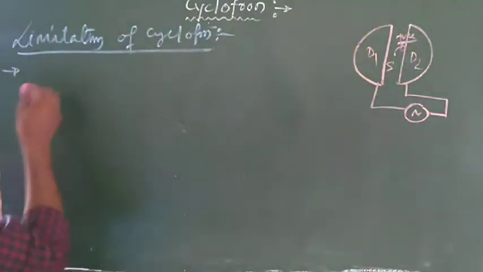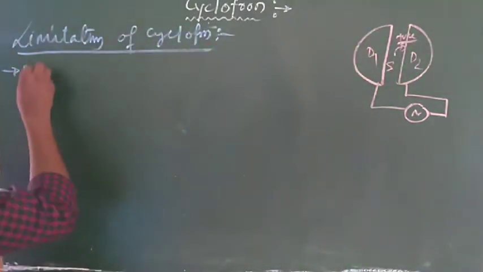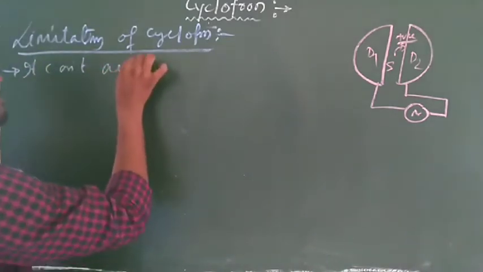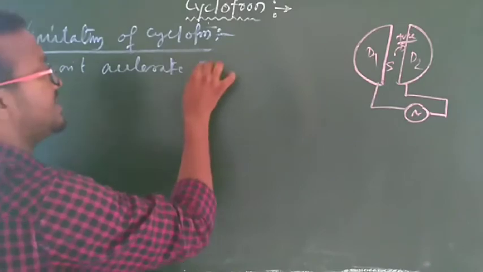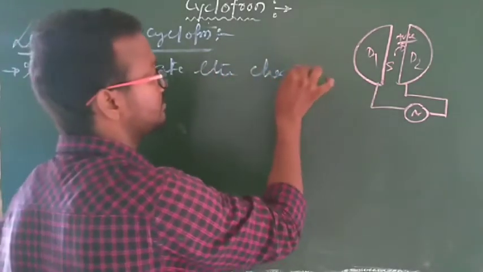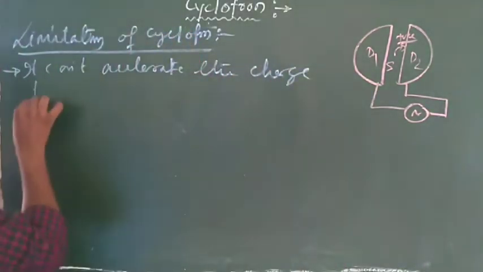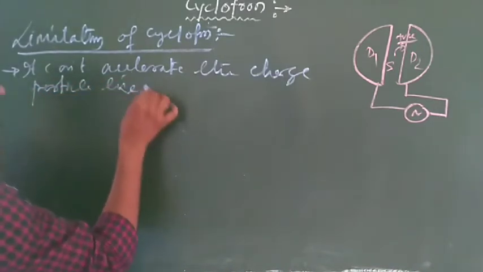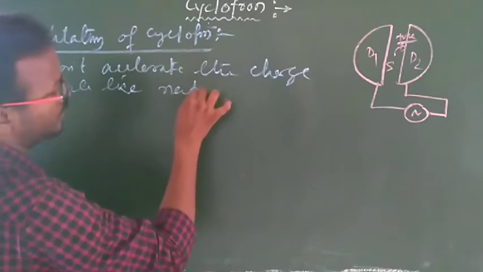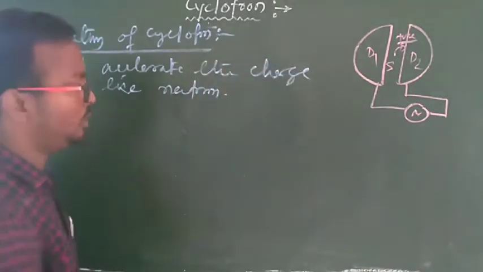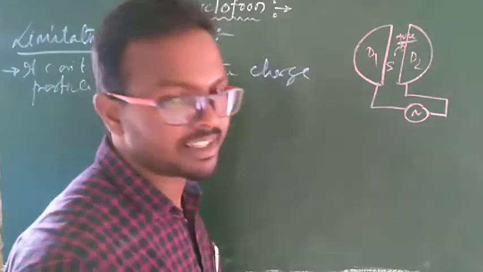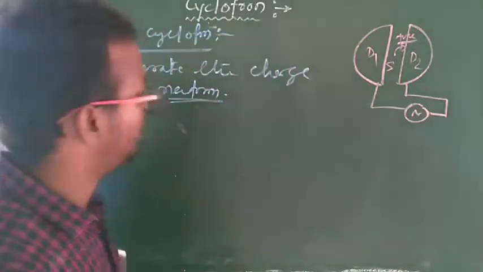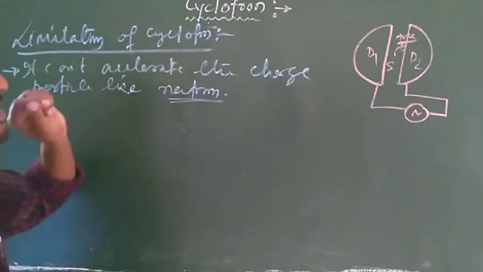So what is the limitation? It cannot accelerate a particle like the neutron. Why? Because the neutron is a chargeless, neutral particle, so we cannot use it in the cyclotron. So this is an important limitation of the cyclotron.